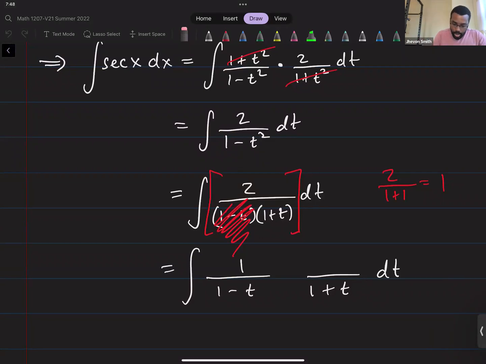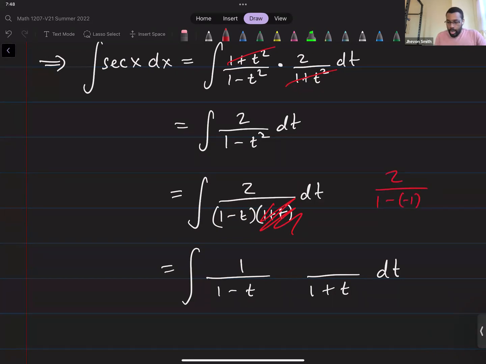And so similarly, you're going to cover this one up. And then you're going to plug in what would make the thing that I just covered up 0. Well, if I plug in t equals -1, that would make that 0, right? So then I would actually just plug in 2 over 1 minus -1. And I also get a +1. So it turns out that this is a +1 for that.